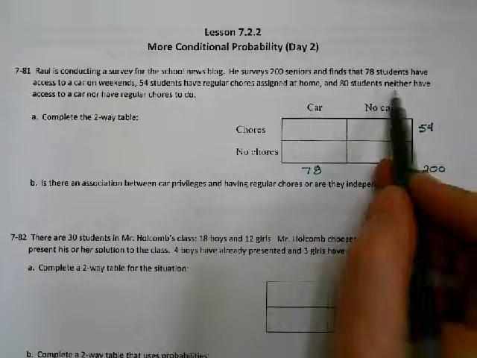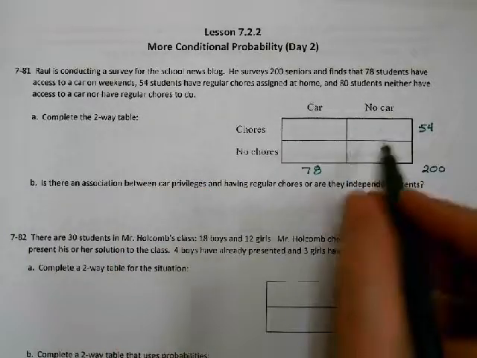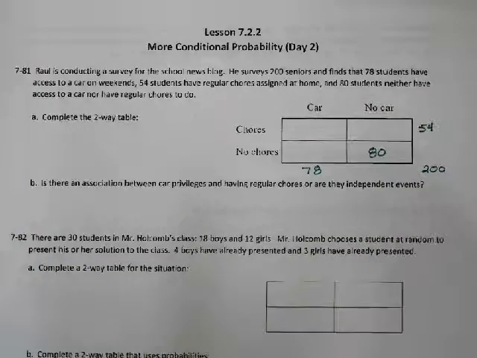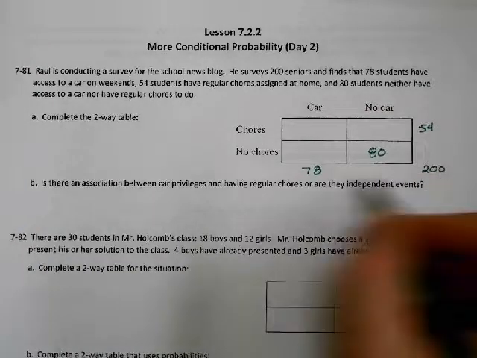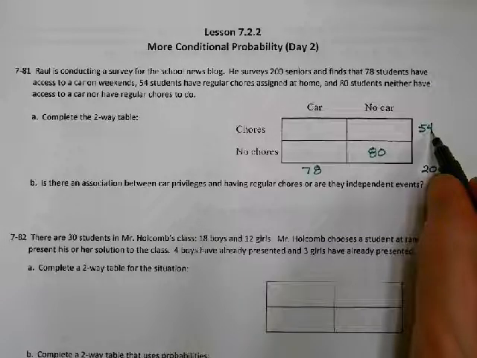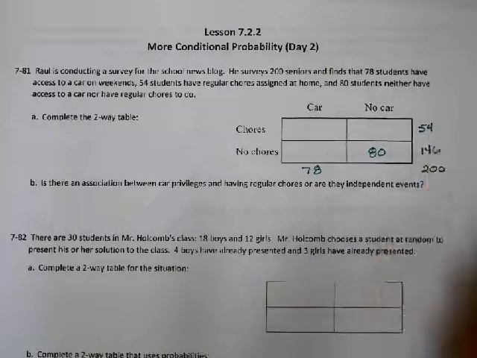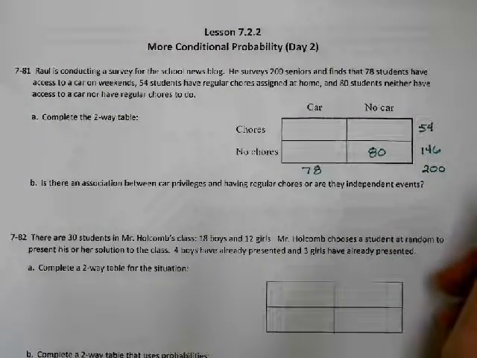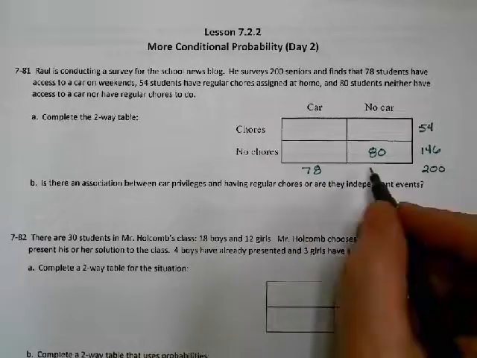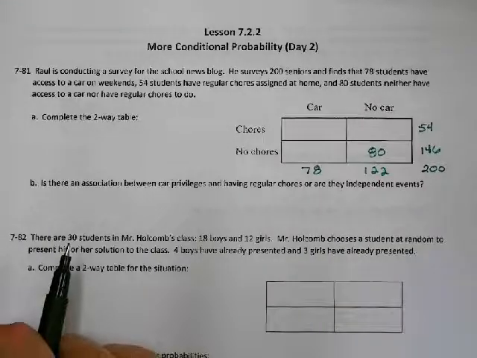And then 80 students don't have a car and they don't have chores. So that would be this one right here. This is the and, where 80 of them don't have either one of them. Now we can fill out the rest of them because we know that the totals have to add up. So if there's 54 here with chores, then that means there's 146 that don't have chores. And over here, since there's 78 with a car, that means that there is 122 who do have a car.